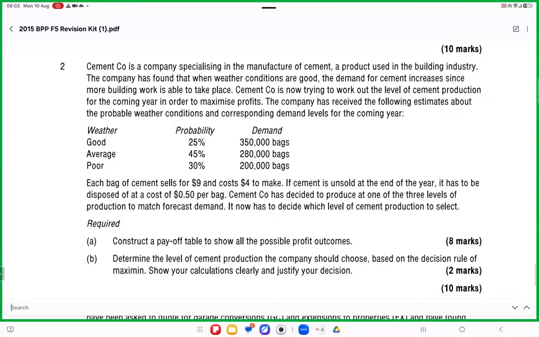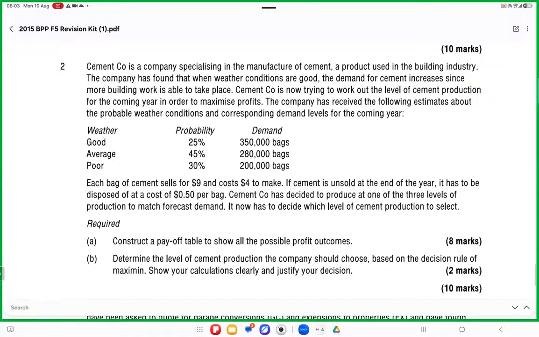Yeah, very good. So you're told the cement company is a company specializing in the manufacture of cement, a product used in the building industry. The company has found that when weather conditions are good, the demand for cement increases since more building work is able to take place. Cement company is now trying to work out the level of cement production for the coming year in order to maximize profits. The company has received estimates about the probable weather conditions and the corresponding demand levels for the coming year. So there are 3 outcomes: good, average, poor.